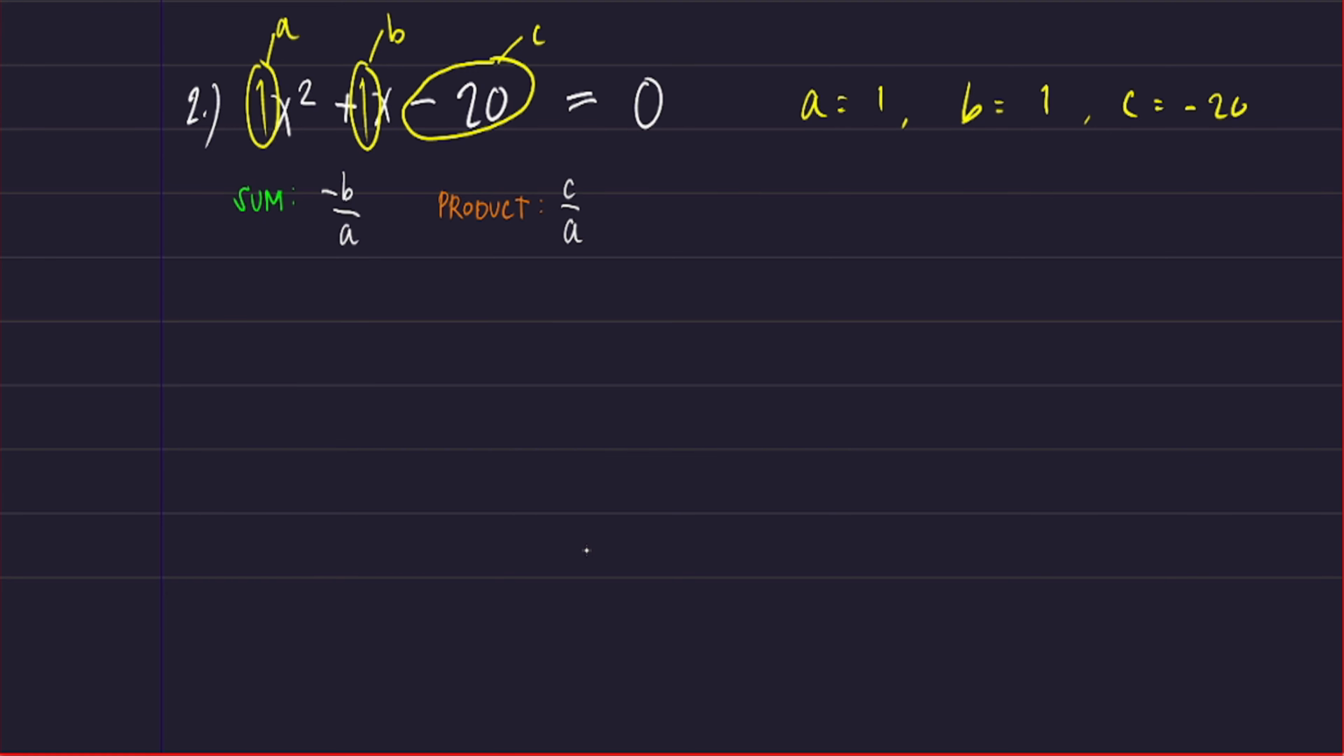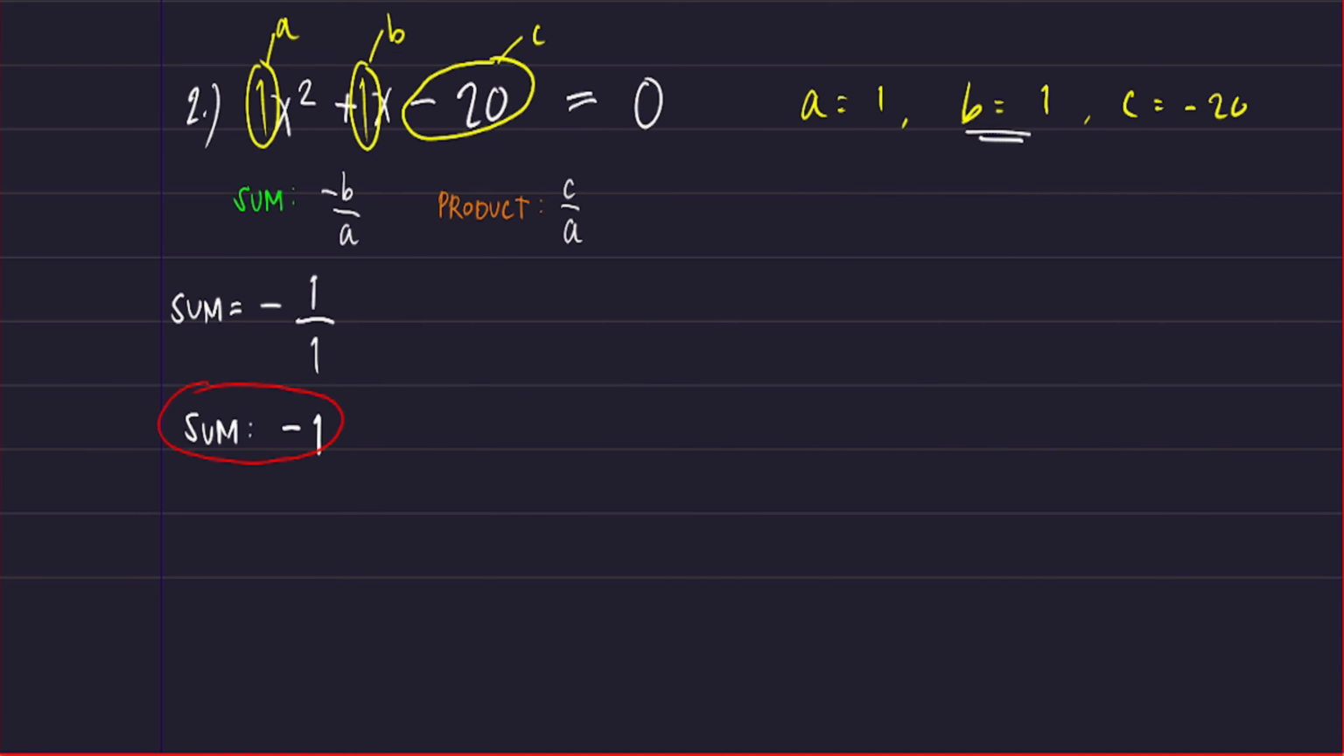Ngayon, kung hahanapin natin yung sum, okay, so we have sum here, this is equal to negative B. So, meron kang B is equal to negative 1. So, meron kang negative 1 over A, and your A is also equal to 1. So, 1 divided by 1 is simply 1. Okay. So, ang sum ngayon ng roots ng quadratic equation na to ay equal sa negative 1.